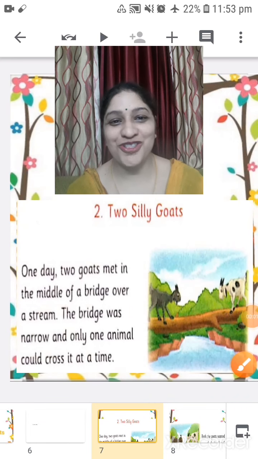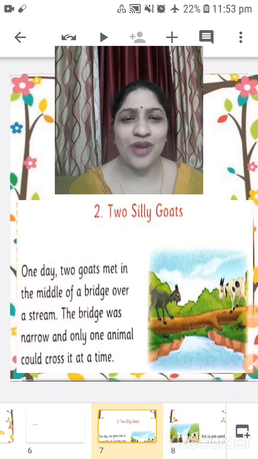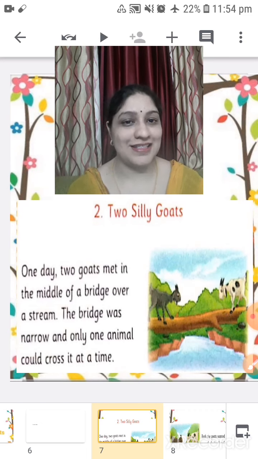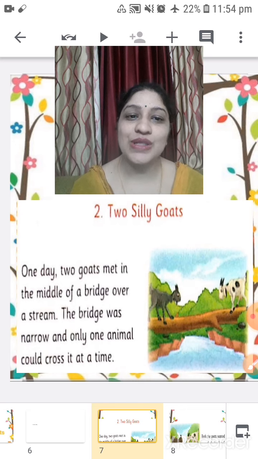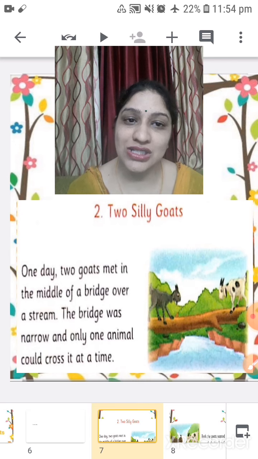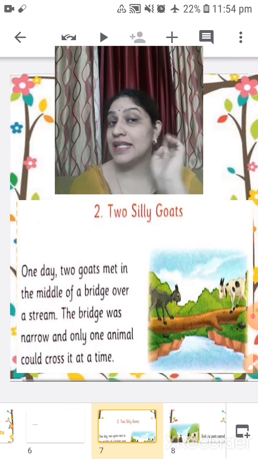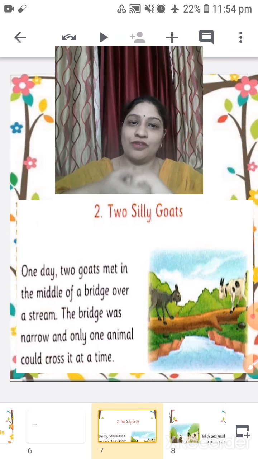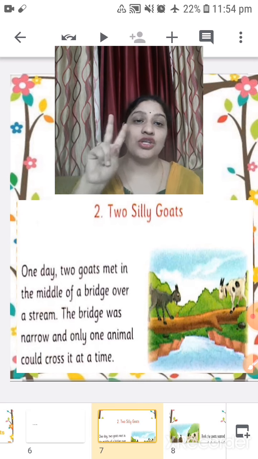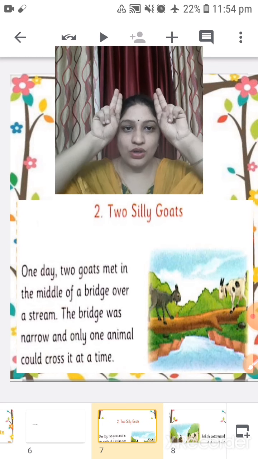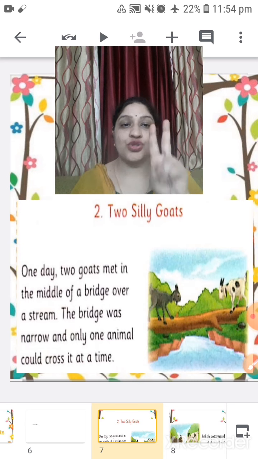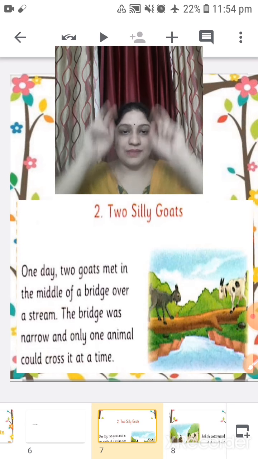Okay, children, did you enjoy? Yes, you understood the two silly goats? Yes, now we are going to say the story with actions. First, listen to the teacher. Okay? Title of the story is Two Silly Goats.